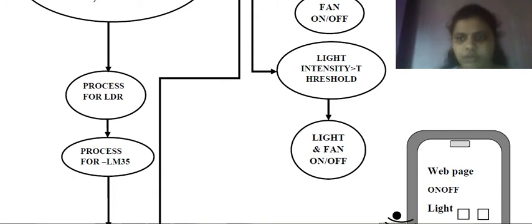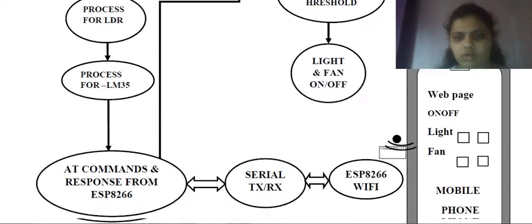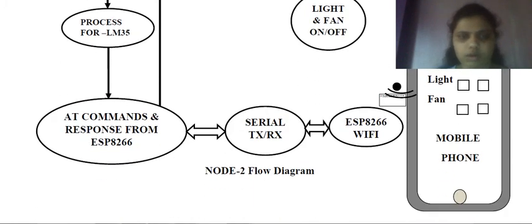And in the case of an LDR sensor, when the light intensity is greater than the threshold value, that means when the light intensity is high, the lights of the rooms will be off. And when the light intensity is lower than the threshold value, the light inside the rooms will be on. So this is about the two nodes.